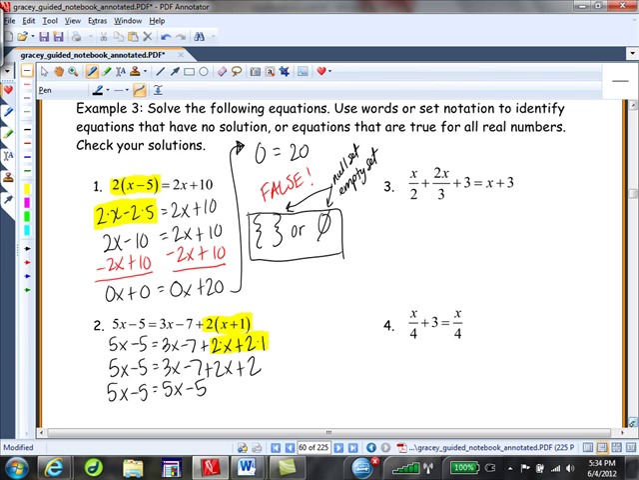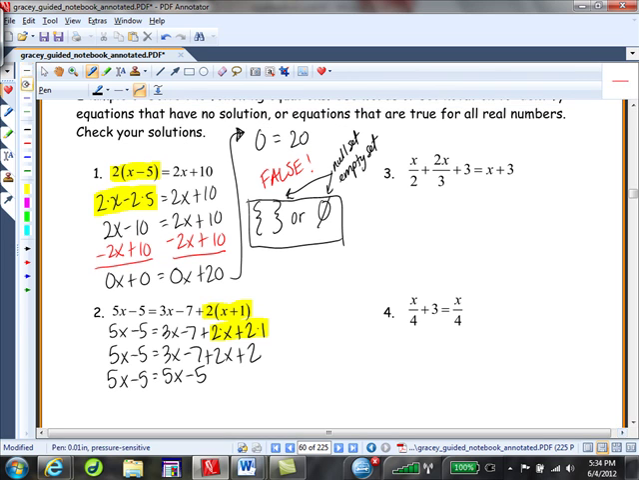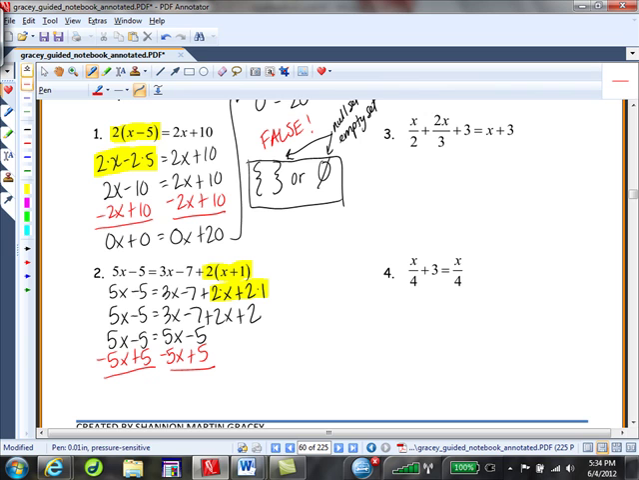So you might be seeing something interesting, but you can keep going if you want. If we want our variables on the left, we would need to subtract 5x from both sides. And if we wanted our constants on the right, we'd need to add 5 to both sides. So this will give us a result of 0x plus 0 equals 0x plus 0. 0 equals 0. Is that true? You are right. It's definitely true. So what that means in this case is that it doesn't matter what number you plug in for x. It'll always work out. It'll always be a solution.